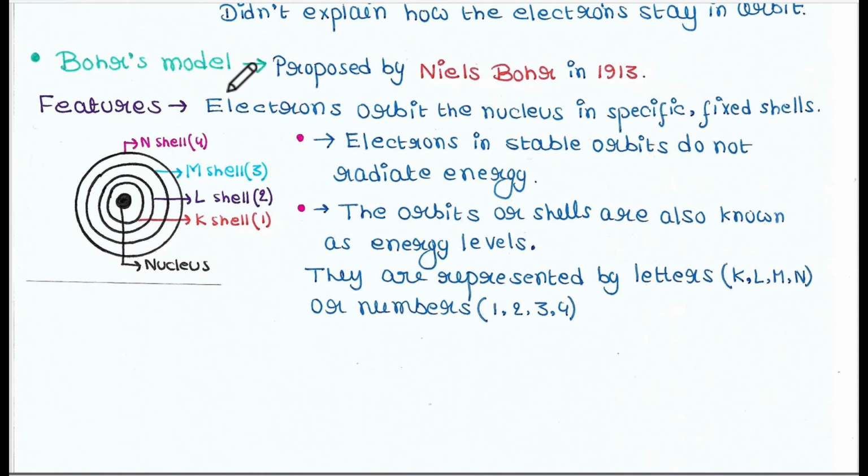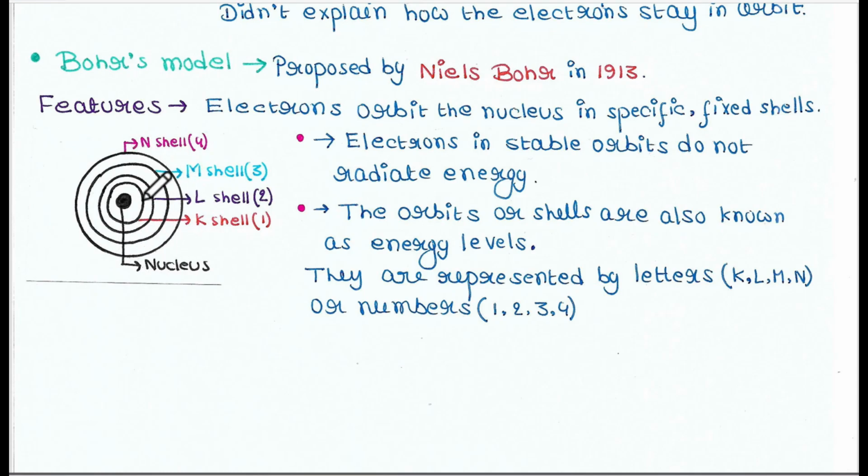Next is Bohr's model. This model was proposed by Niels Bohr in 1913. Let's talk about the features of this model. Electrons orbit the nucleus in specific fixed shells. So here you can see in this model, this is the nucleus, and around the nucleus we have different shells or orbits, and these are fixed shells, and electrons move around these shells.